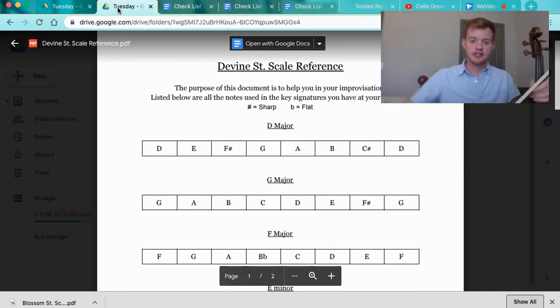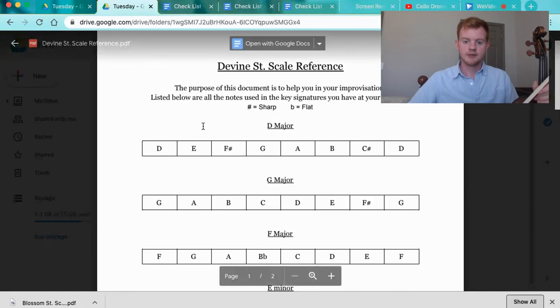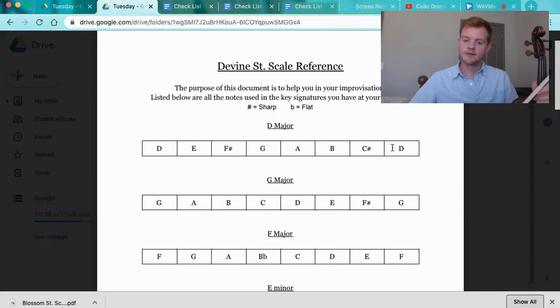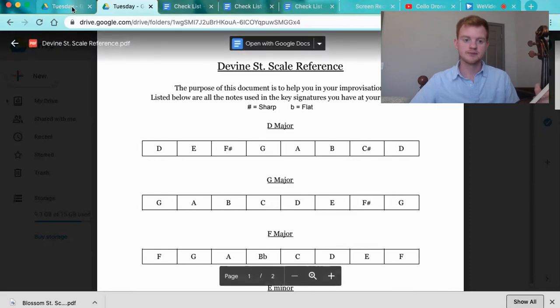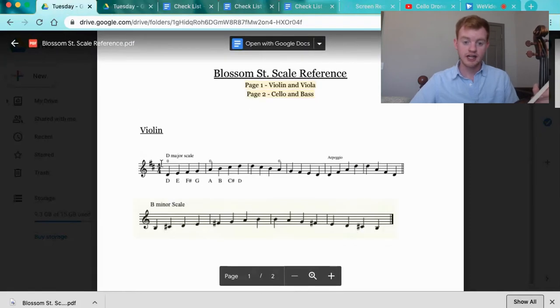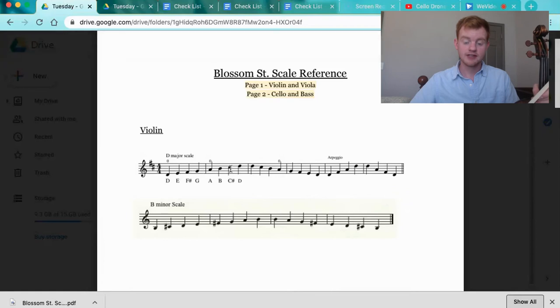So as you can see right here, for Park Street and Divine Street, you're going to have a page that looks similar to this, and you just have the names of the notes in the scale. I haven't written them out on a piece of notation on staff because I don't want you to get too caught up in notation. I want you to really be thinking about what you're playing yourself, what you hear and what you feel and what you want to play, rather than what you see written on a piece of music. If you're in Blossom Street, I've written the notes down on the staff to help you out.